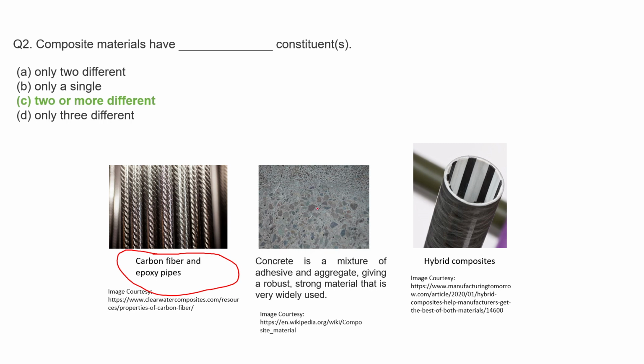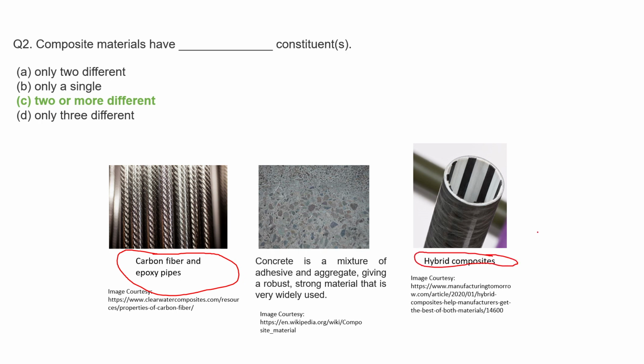So here there is not only two constituents, that is the cement as well as the stones and gravels and everything. So these all make the whole composite. So it can be more than two. Another example is the hybrid composite.